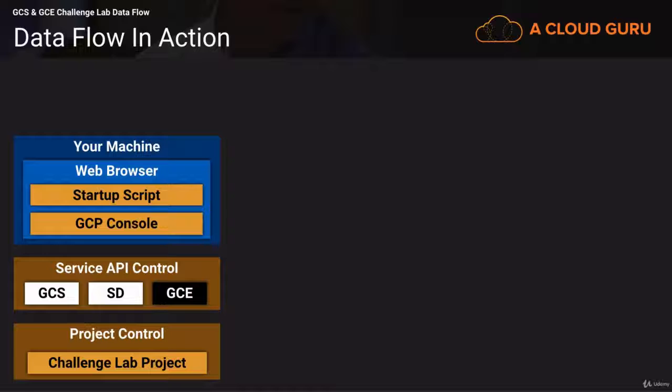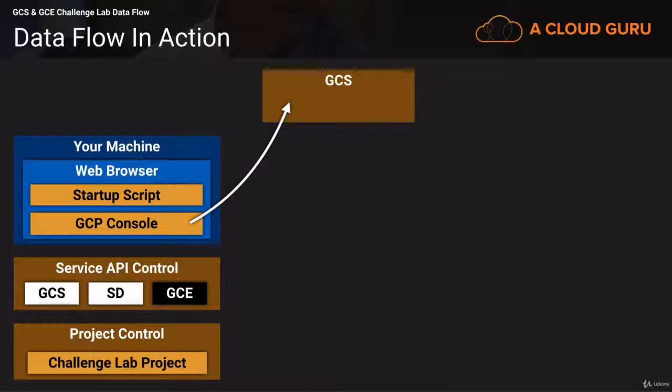As it relates to this lab, the Google Cloud Storage and Stackdriver services are enabled by default, but Google Compute Engine is not. So given that GCS is enabled, the console can talk to GCS and say, "I would like a bucket with this name, please." That logs bucket is then created, and the console is told that it was successful.